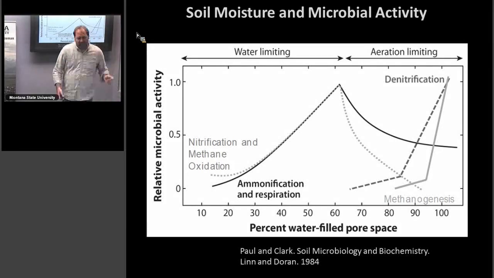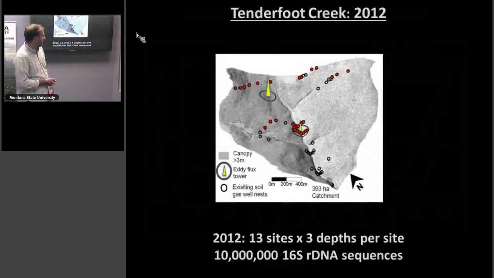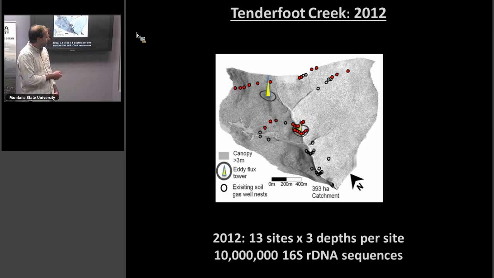So at the Tenderfoot Creek site, each of these red dots, we have these gas wells that are drilled at 5, 20, and 50 centimeters. And so we're able to look at CO2, CH4, and nitrous oxide fluxes out of these soils. And then at each of these sites, we also have soil samples that we get microbes from. Then these yellow triangles are eddy flux towers, so we have sort of an ecosystem scale CO2 flux. And then we also look at methane flux at individual sites out of the soil.